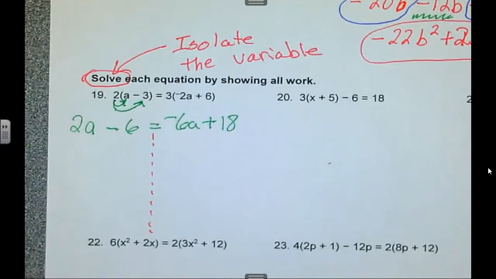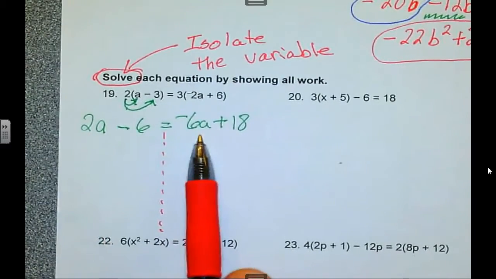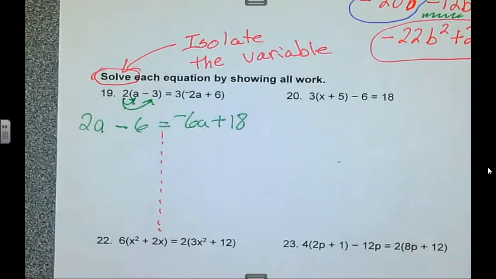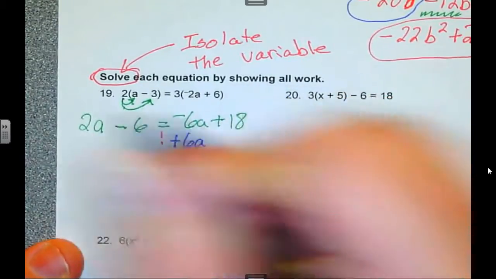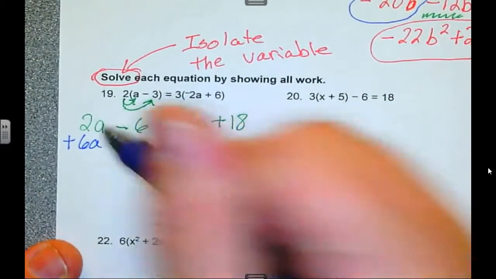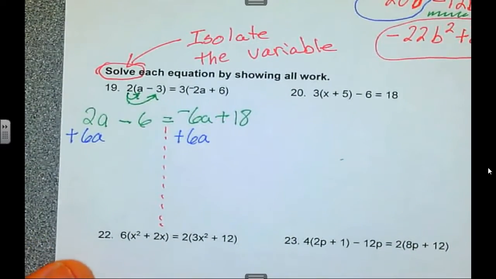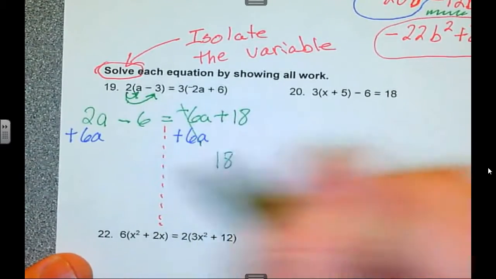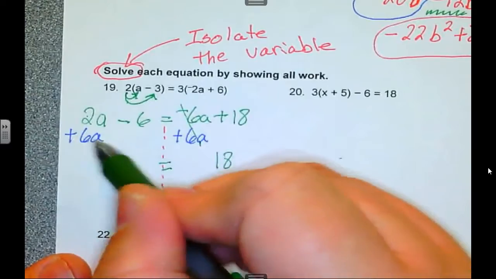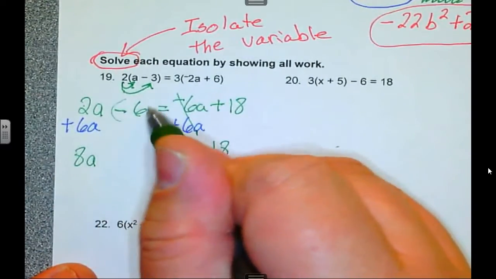I like keeping my variable term positive. So if I have a negative 6a and a positive 2a, I'm going to try to bring this negative 6a over here just to keep it positive. So I'm going to add 6a to both sides. Remember, I have to get my variables on one side and my numbers on the other. Okay, these equal 0. Bring down your 18. 2a plus 6a. Bring down your minus 6.